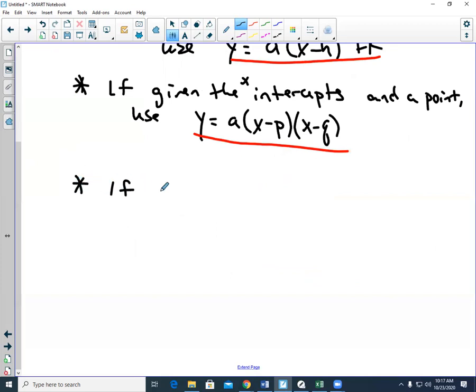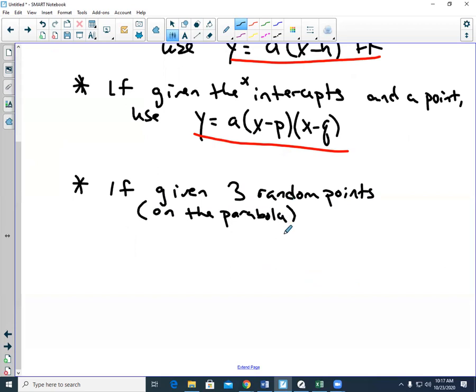The last one is easily the most difficult, and it is easily the most work. This is if you are given 3 random points. Now, I think you're all smart enough to figure this part out, but I just want to cover myself: they have to be on the parabola. So when I say 3 random points, I don't just mean 3 random points on the graph. I mean 3 random points on the parabola. Those are points that are not the vertex and not the intercepts. So if you are given 3 random points on the parabola, then you need to use the equation y equals ax squared plus bx plus c.